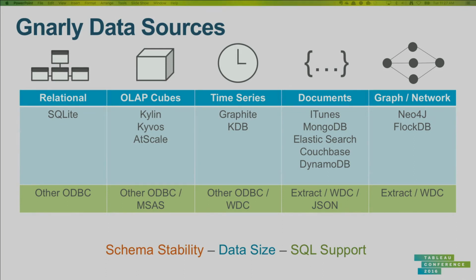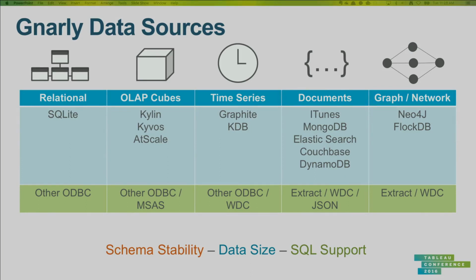If you're doing something like time series, Graphite, or KDB, and the data set you need to pull out is small, I'd think about building a web data connector, a really targeted, careful web data connector. Companies like KDB are working on building their own driver right now, and you might also look at their ODBC driver to connect to it. If you're dealing with documents, like iTunes, because I know you all want to analyze your iTunes data like I did, you can look at the Extract API.